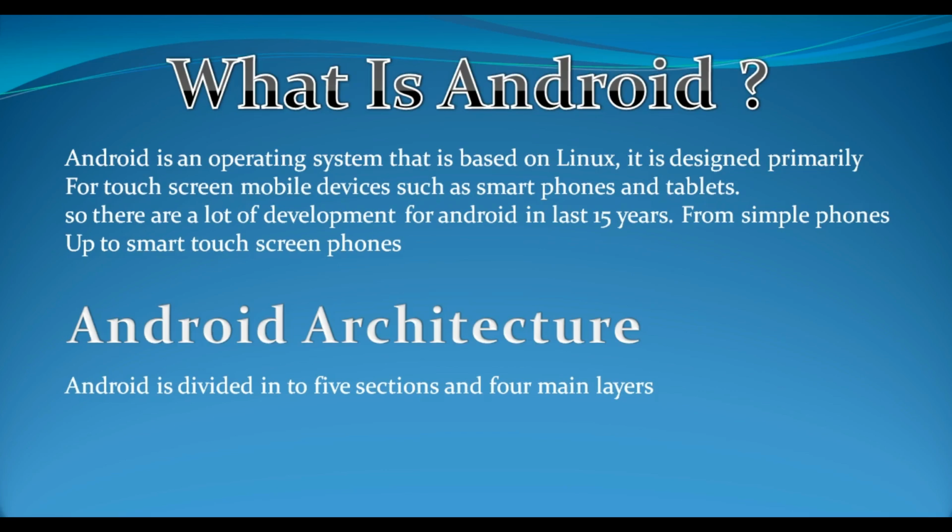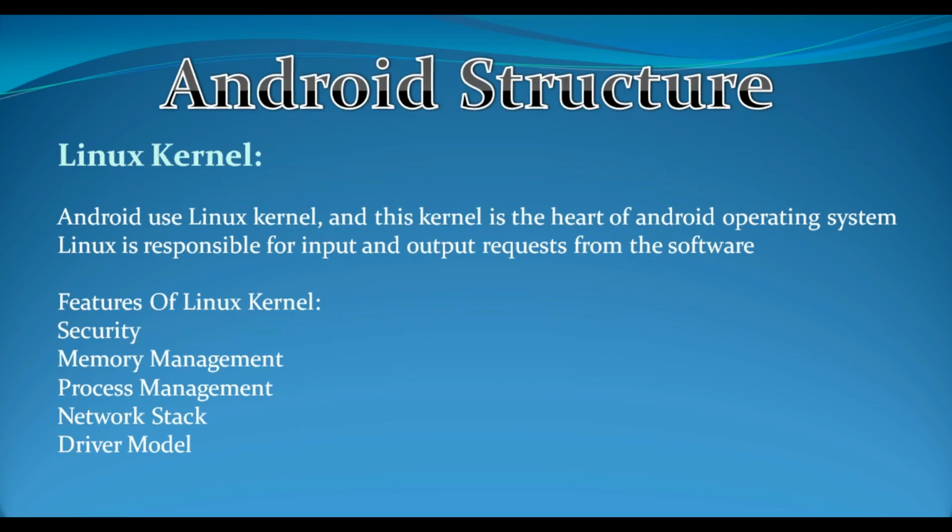Now we are going to talk about the Android architecture, or Android structure. Android is divided into 5 sections and 4 main layers. Let me introduce these. The first one is the Linux kernel.